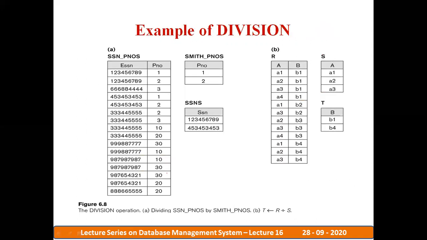So let us see with an example. Now as you can see here, the division operation, let us divide the SSNP numbers by the Smith P numbers. These are the SSNP numbers, these are the values, and these are the SSNP numbers. As I said, it should have the subset of values from the X only. So here it is also P number, here it is also P number. So the P number gets cancelled. What will be the resultant? Obviously, the resultant will be the ESSN.